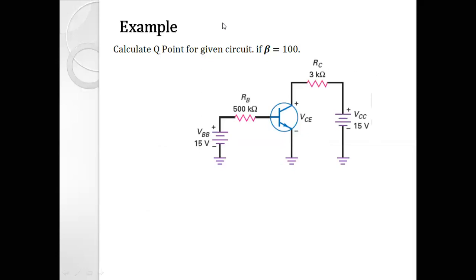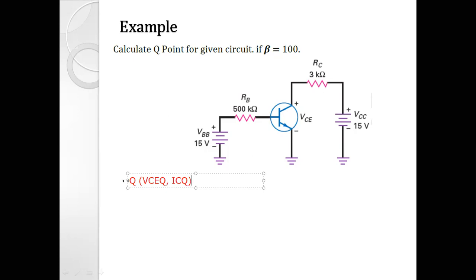To find the quiescent point, you should remember that the quiescent point is given as VCEQ, comma ICQ, right? That means we have to calculate these two parameters. The first one is VCEQ and the second is ICQ. Then we can look at this quiescent point, the operating point, on the DC load line. So how to find this?